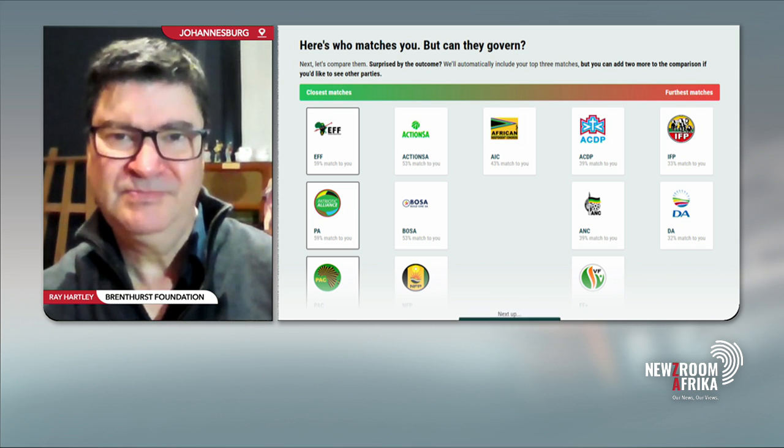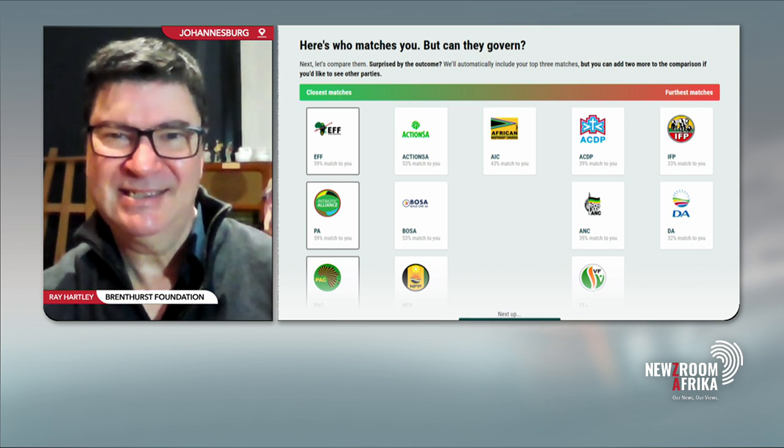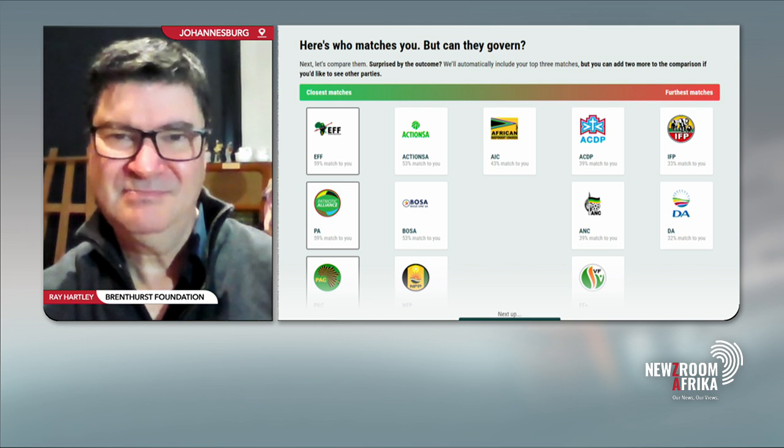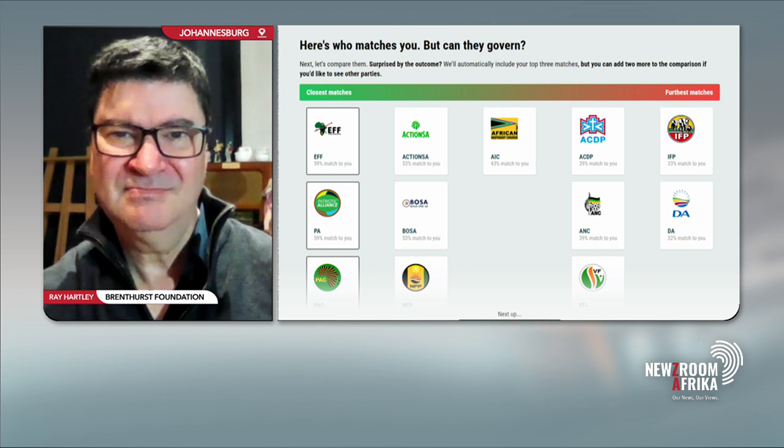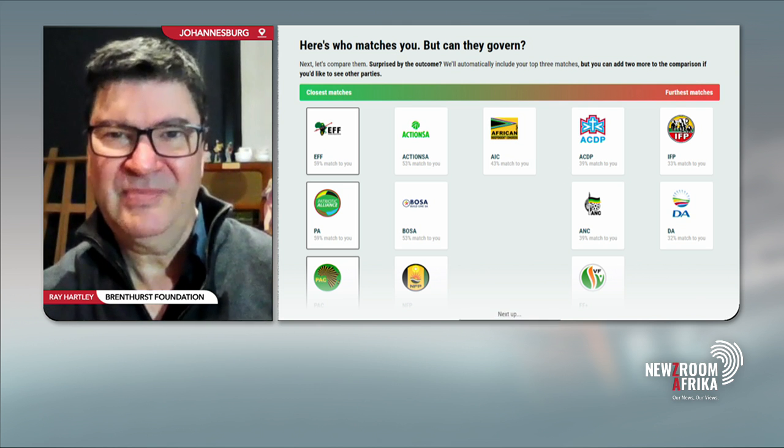Yeah, I mean, I was really surprised by what I found. And again, I need to reiterate this. We've been voting at random here, not really choosing, being very specific about policies. But this essentially took us to the EFF being a 59% match. So that's the strongest one for this particular profile that we voted on. Then Action SA, then the ANC.